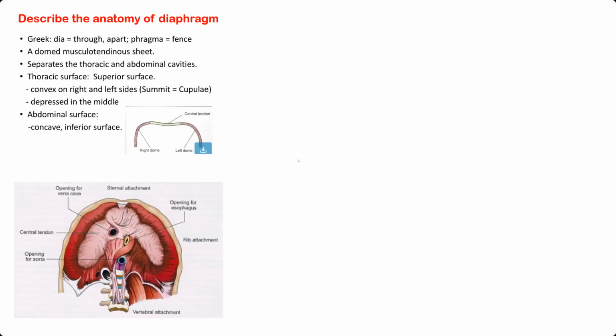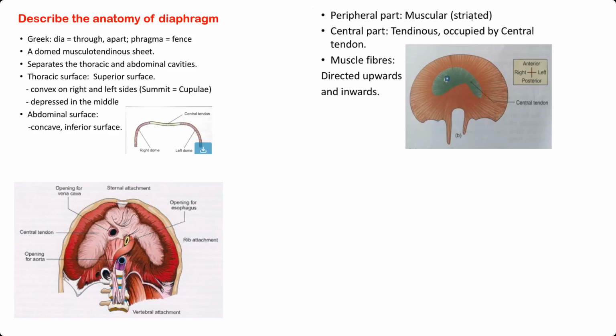So this is the basic thing, and it has some openings in the middle. It is a muscle which takes origin in the periphery and is inserted into the center. So it's the central tendinous portion to which the peripheral muscular portions are attached. That is the major thing. The periphery is the muscular part, and the central part is the tendinous part occupied by the central tendon. The muscle fibers are directed upwards and inwards like a fan shape, all converging here.